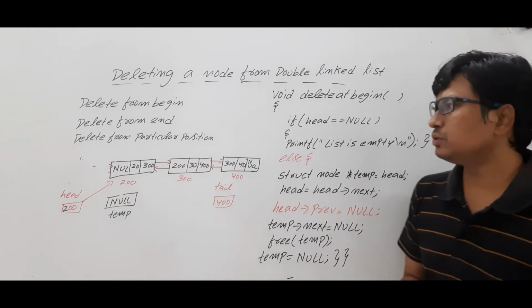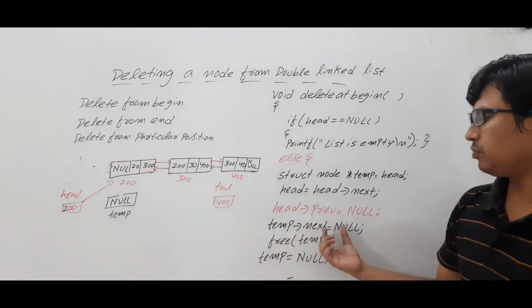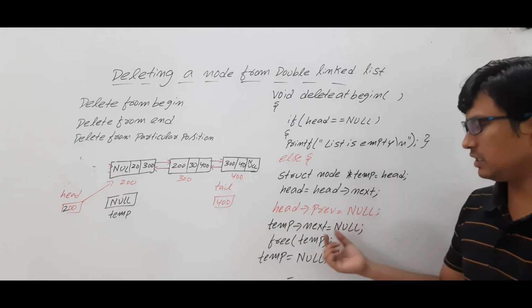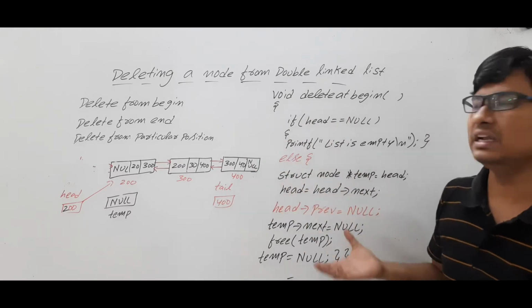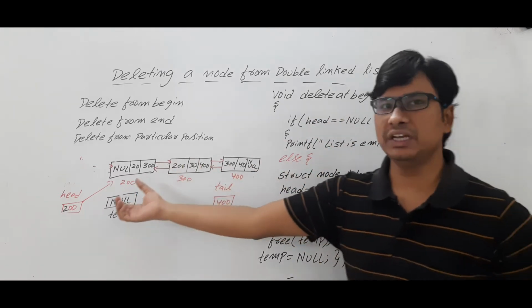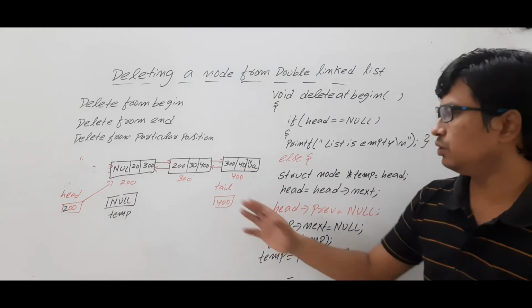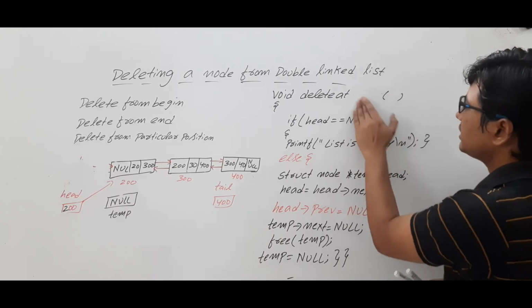If you want to display what data you have deleted, before writing temp of next is equal to null, you can display it like print, this is the value you are deleting, and temp of data. That you can do. So this is the way we will delete a node from the beginning in a double linked list. Now let me discuss how we can delete a node from the end. Now, delete at the end.